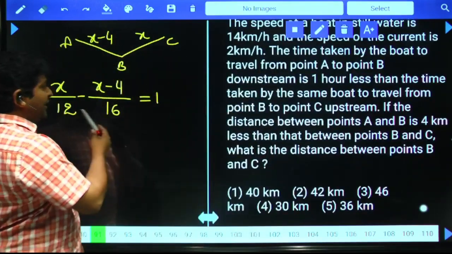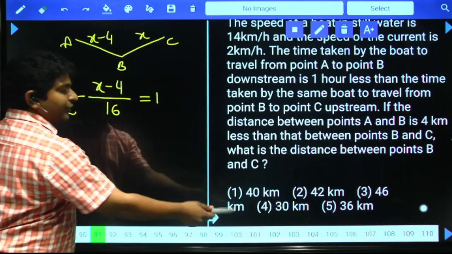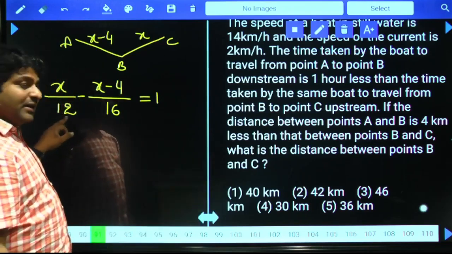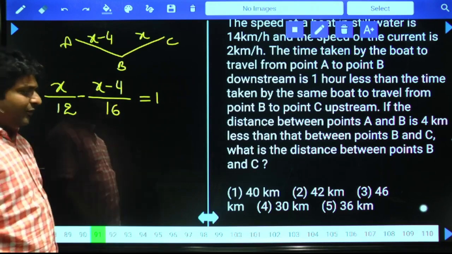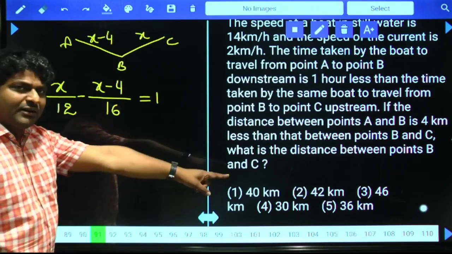Now here, it is always better to go for the options. X must be a multiple of 12 because the denominator is 12. X must be a multiple of 12. Look at your options. How many are multiples of 12? There is only one. Fifth option.